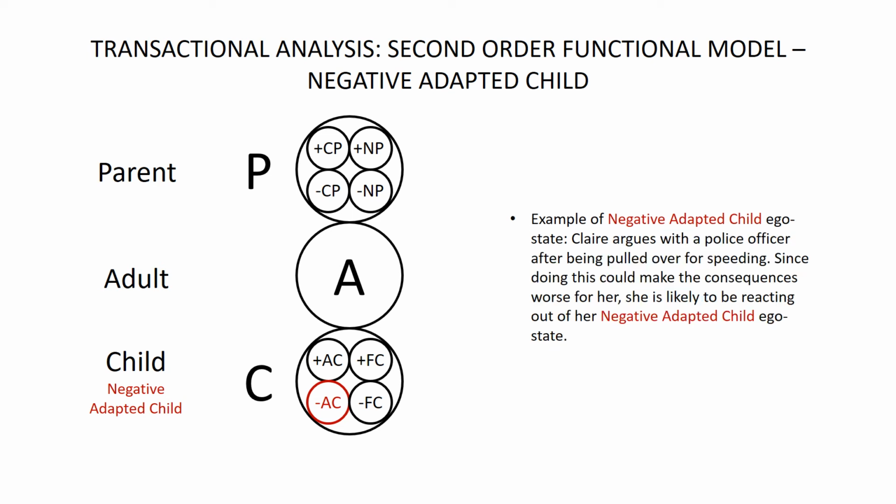A further example is when Claire, while driving to get to a meeting she's late for, has been pulled over by a police officer. Rather than accepting the speeding ticket, she argues with the officer. Since this is likely to not only make her later, but may also mean the officer could take more serious action, she is reacting to rules in a way more likely to harm her, and is therefore in a negative adapted child ego state.